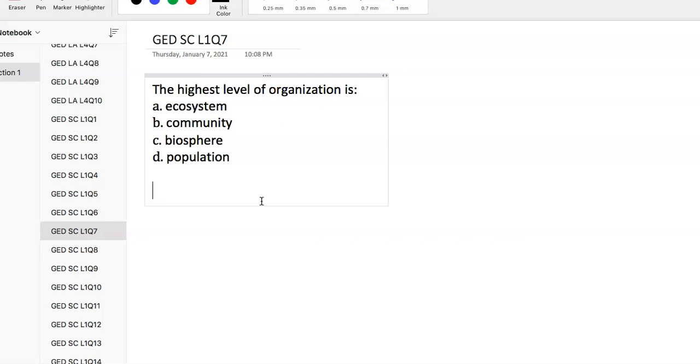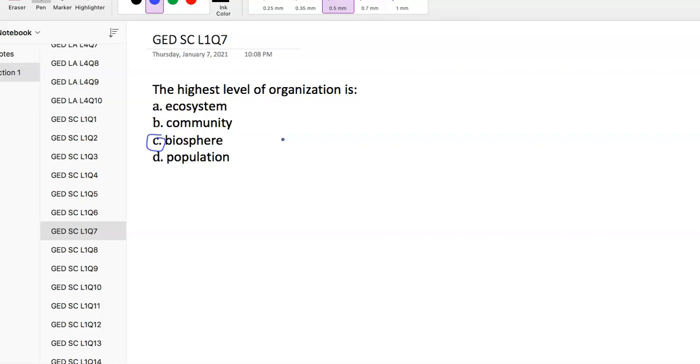Okay, highest level of organization. The highest level of organization is the biosphere. Okay, if we're not familiar with these terms, let's just go over them here real quickly. The biosphere is the global ecological system integrating all living beings, including their interaction with the elements of the lithosphere, geosphere, hydrosphere, and atmosphere.